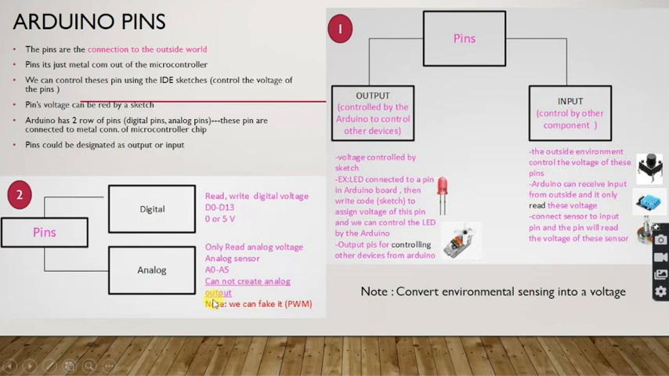Why? Because the Arduino doesn't have a digital-to-analog converter. It only has an analog-to-digital converter for the input pins, but for analog output, it doesn't have a digital-to-analog converter. But we can fake it. We can fake the analog output by using pulse width modulation, as you will see in the next slides.